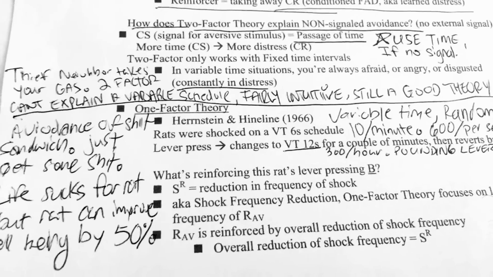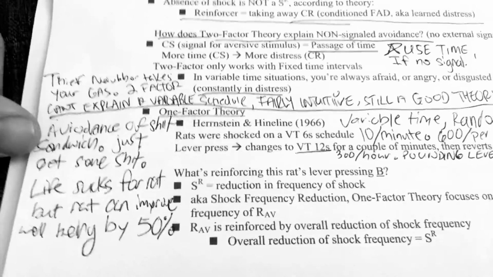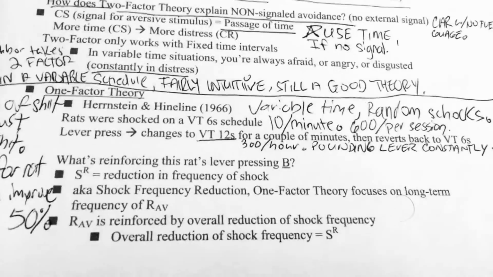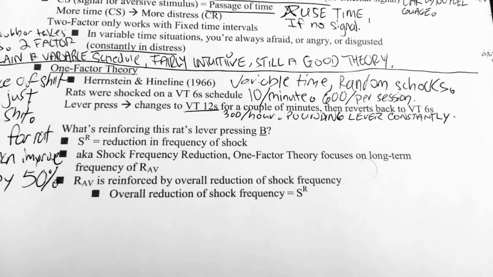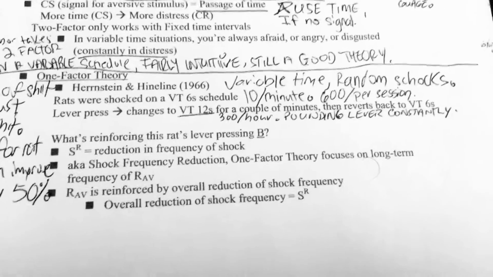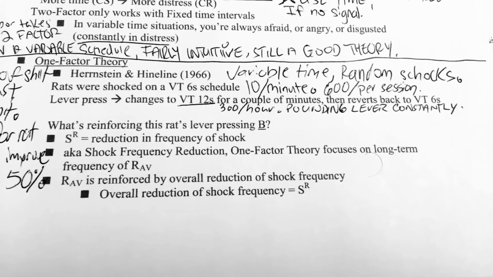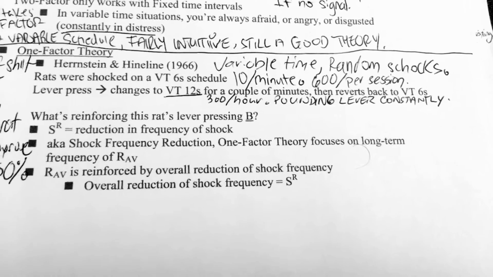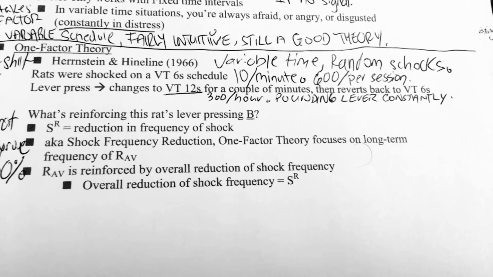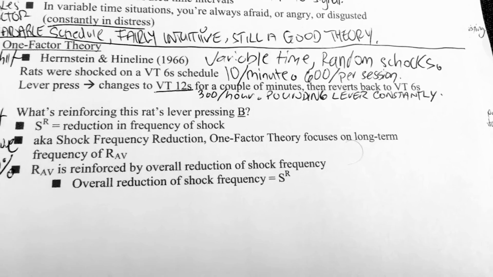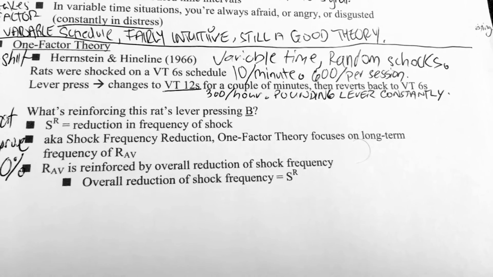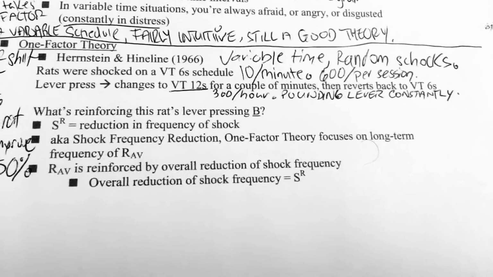However, my professor made the example: this is the avoidance of a shit sandwich. Instead, you just get some shit. So the one-factor theory dealt with the variability of things that can happen. What's reinforcing in the rat's lever pressing? Well, the reduction of the shock. Everybody wants to make their life a little better. One-factor theory focuses on long-term frequency of the response. The response is reinforced by overall reduction of shock frequency. So that's basically the main premise of the one-factor theory.